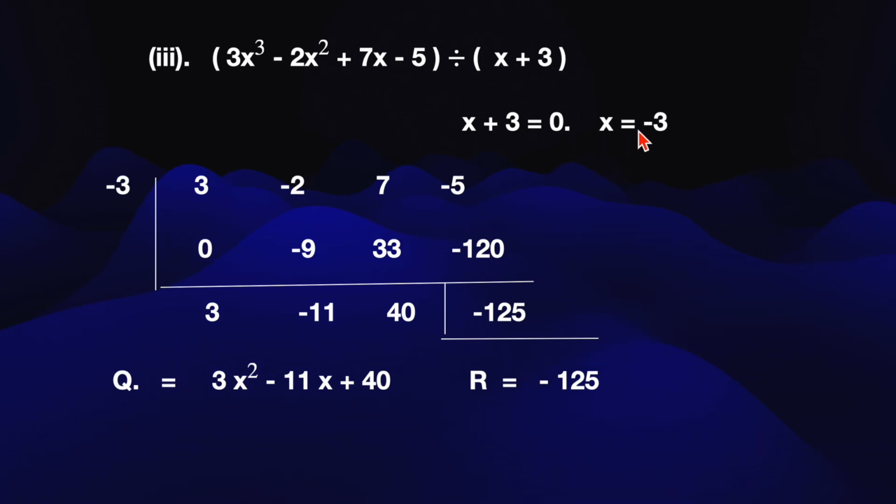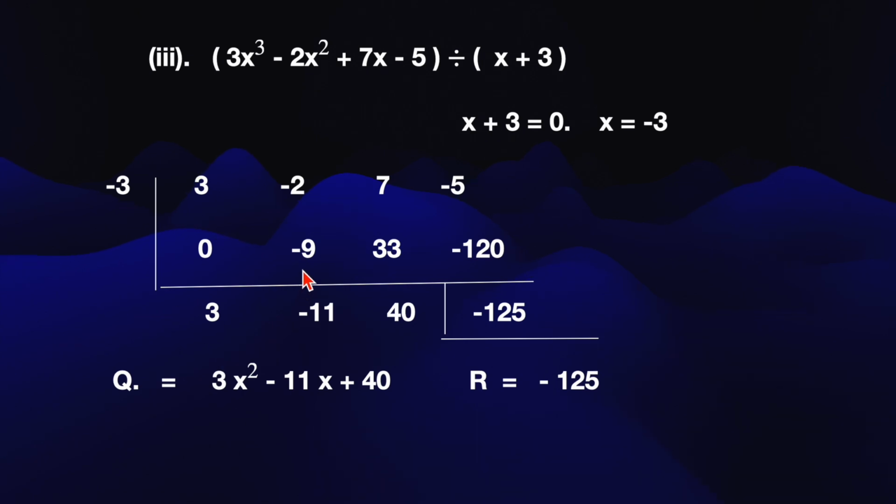Okay. So, here also we get minus 3, x is equal to minus 3. Write it down. This is the most simplest way to divide of all the 3 methods. Write down the coefficient of x cube, 3, minus 2 is of x square, 7 and minus 5. First let's write down 0 here. Add it, you get 3.